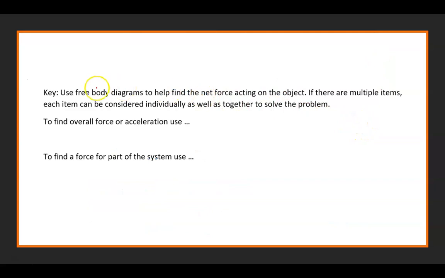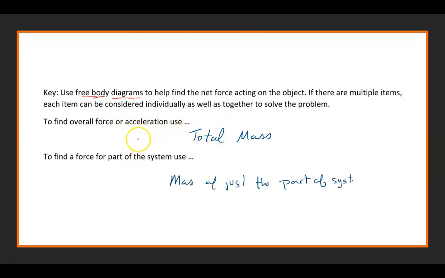Okay, now the key thing with all of these is, first of all, use your free body diagrams, right? That will help us find the net force acting on the object. If there's multiple items, they can be considered individually as well as together, and you can flip back and forth between them. But the question then becomes what mass, but really it's just whatever mass you're taking into consideration. So to find the overall force or acceleration, use the total mass of all the objects. If it's for part of a system, well, use the mass for just that part of the system.